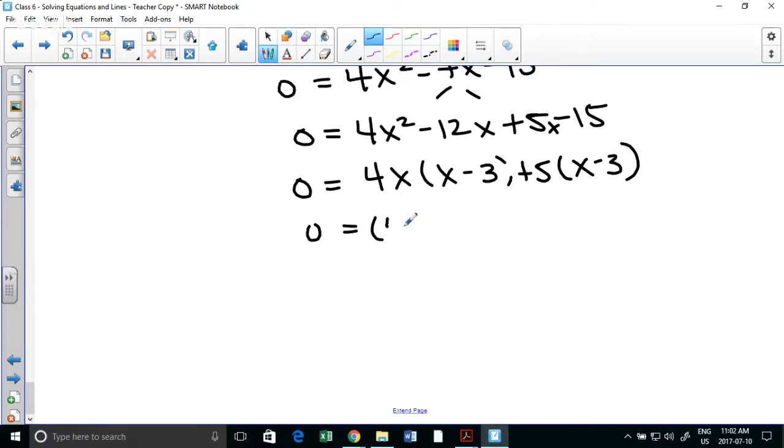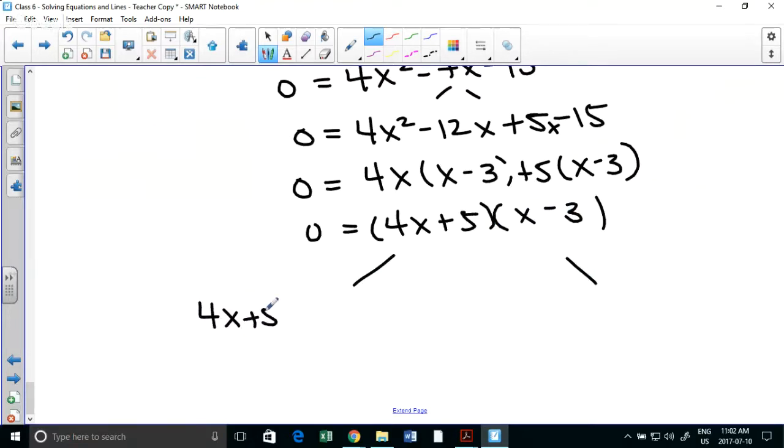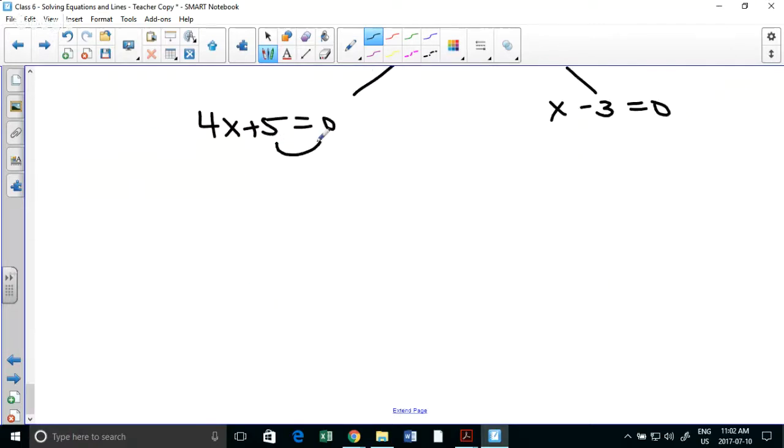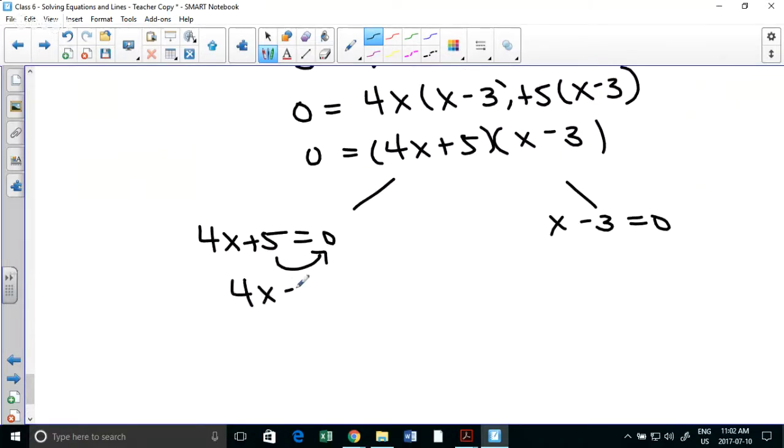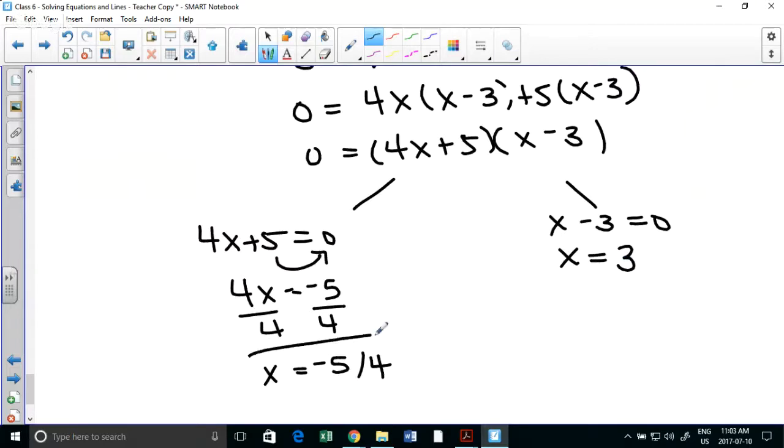And we work this through. Now, with these ones, you set each of them equal to 0 to solve for your possibilities. So I move the 5 over, and I get 4x equals negative 5. Dividing by 4 gives me negative 5 over 4. x equals 3 on this side. So I have 2 possible solutions.